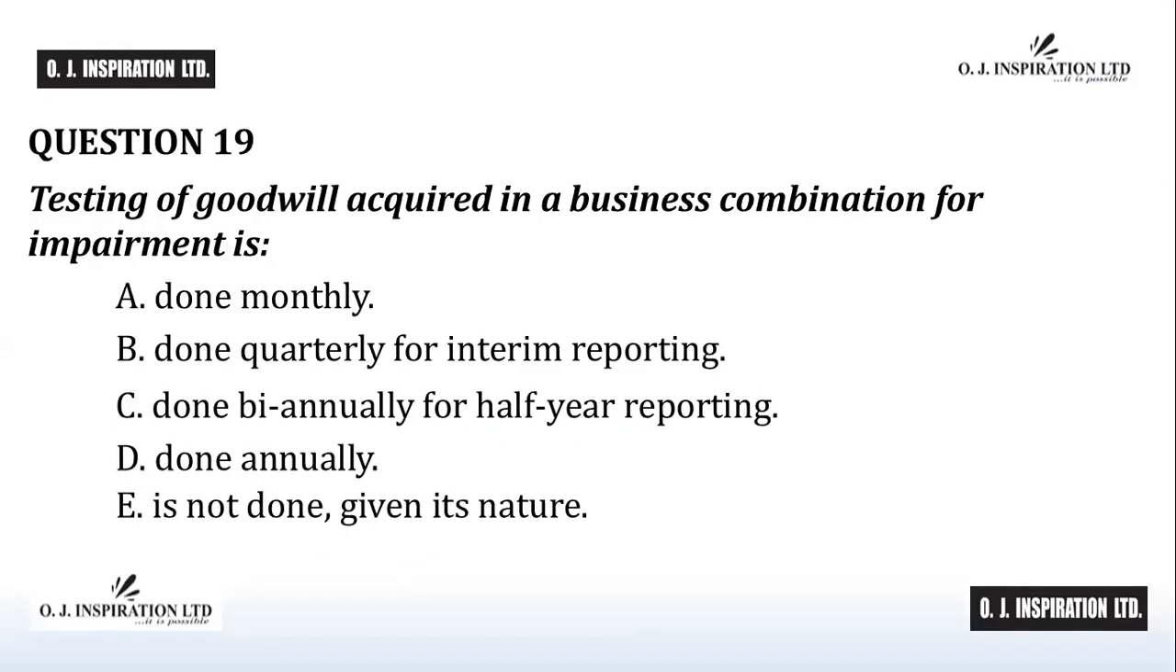Question number 19. The answer to question number 19 is D, done annually. Testing of goodwill acquired in a business combination for impairment is done annually. D is the answer to question number 19.